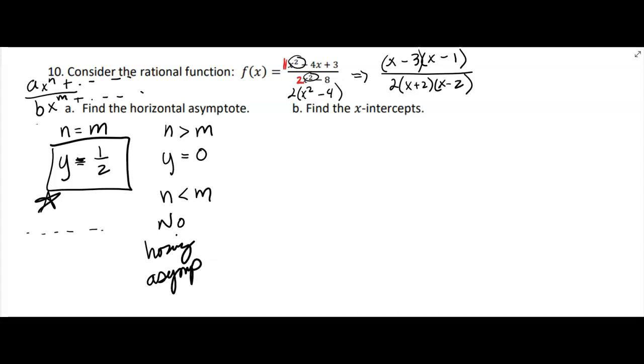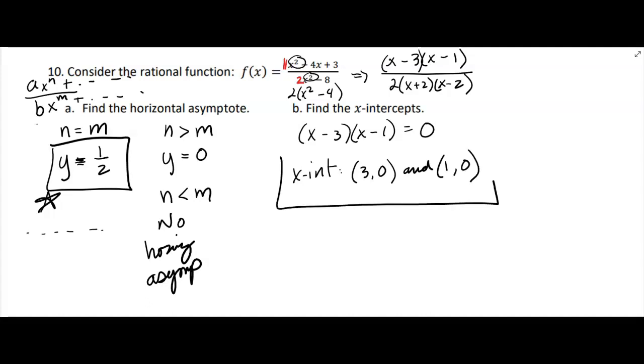Okay, now it says find the x-intercepts. The x-intercepts come from the numerator. When does x minus 3 times x minus 1 equal 0? And we've done this before. Okay, so we're going to have two x-intercepts this time. 0, 3. I'm sorry, I did it the wrong way. 3, 0. And 1, 0. All right, that's the answer.